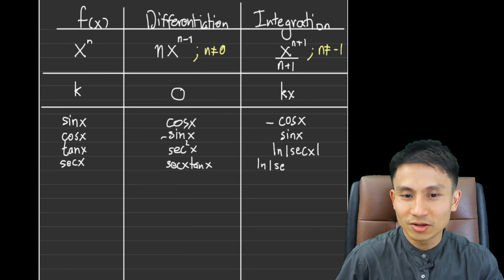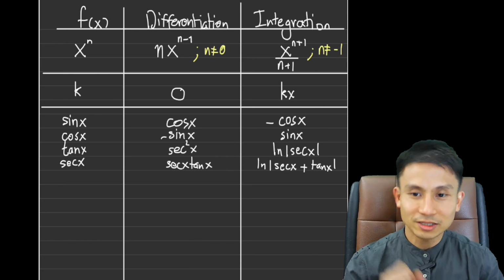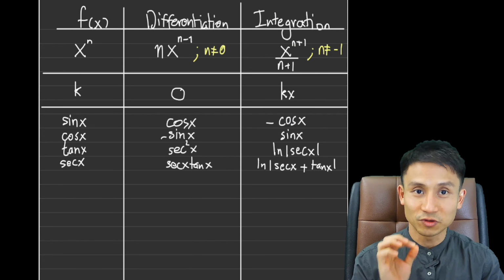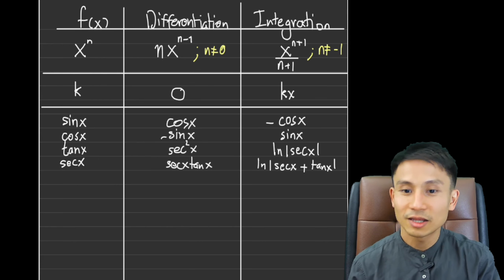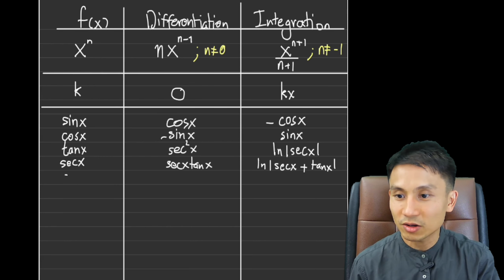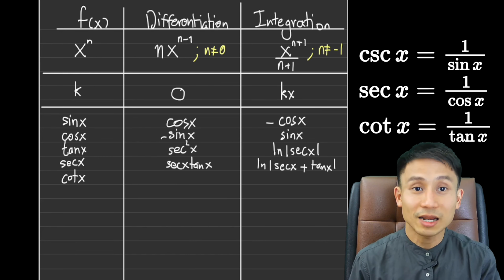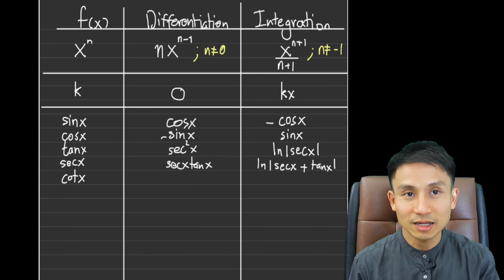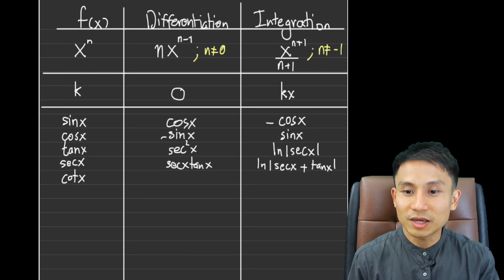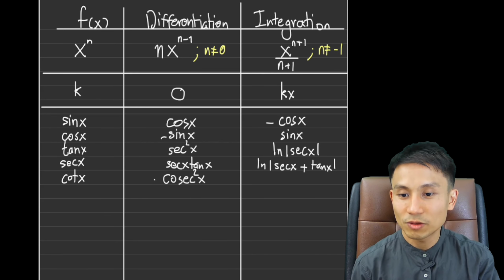It is ln modulus sec x plus tan x. Now the point here is that there is a pattern here for you to learn. If you've already learned the reciprocal trig functions, then the reciprocal of tan would be a cot x. So differentiating cot x would be similar to differentiating tan x. Instead of giving a sec squared, we instead have a cosec squared x with a minus sign.